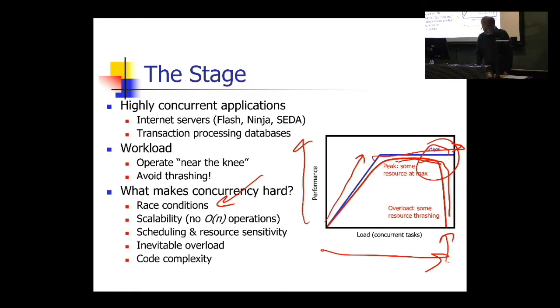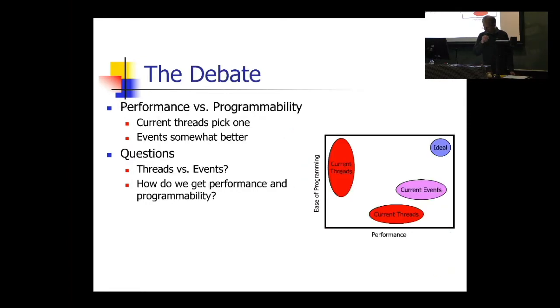There are also scheduling issues, where the allocation of resources or how the scheduler behaves may improve or decrease the performance of the system. Eventually things will get overloaded. Code complexity makes concurrency hard too. So this was the situation when everyone was trying to build software infrastructure to support web services. Was there a better way of doing this? This boiled down to a debate in the community between threads versus events.